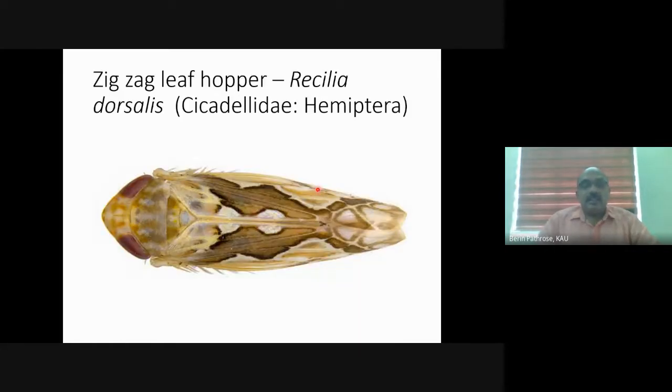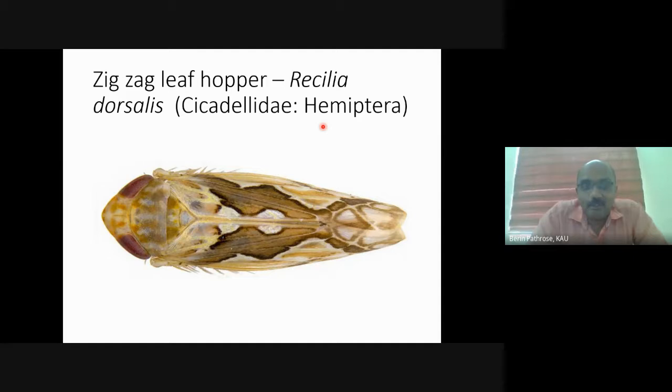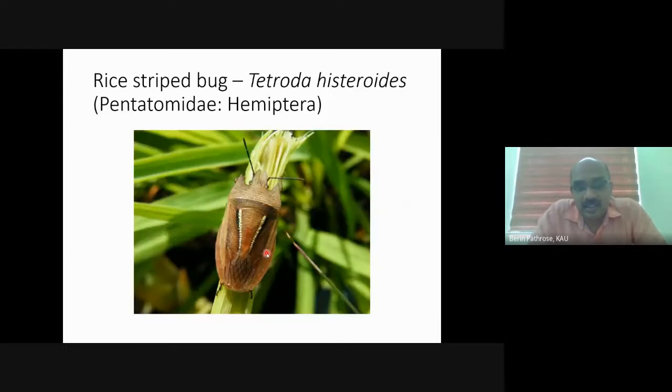Then the next one is zigzag leaf hopper, Recilia dorsalis. Since it is a leaf hopper, the family is Cicadellidae. Can you see the zigzag pattern on the leaf? Why is it called a zigzag leaf hopper, Recilia dorsalis? Can you see that brown zigzag pattern on each forewing? Yes or no? Yes. See this zigzag brown marking on each wing. So that's why it is called zigzag leaf hopper or Recilia dorsalis.